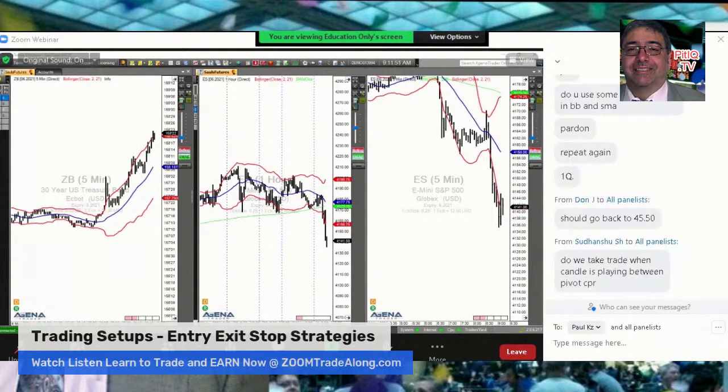It all depends on the situation. It all depends on if we get to an area that I'd like to trade at that level. Everything is dependent on market volatility and movement and price action.